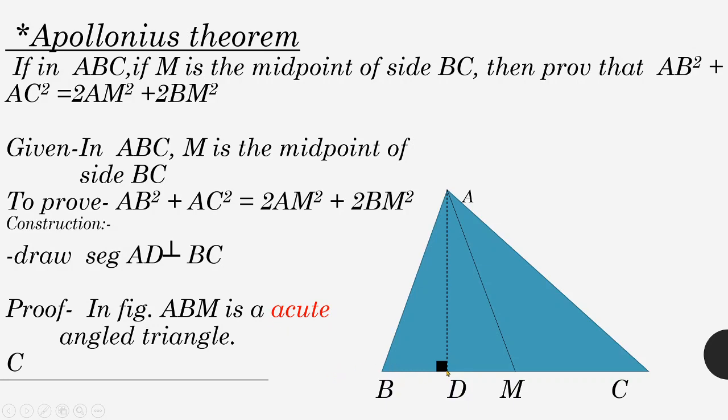Proof. Now you can see here, in triangle ABM, B is an acute angle, and in triangle AMC, angle AMC is an obtuse angle. Means B is less than 90 degrees and angle AMC is greater than 90 degrees. You know about the acute angle and obtuse angle: an acute angle is always less than 90 degrees and an obtuse angle is always greater than 90 degrees. So first we take triangle ABM, where B is an acute angle.